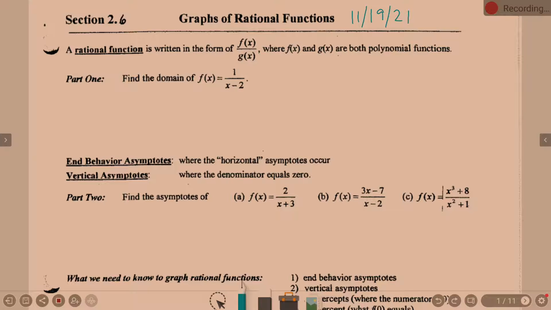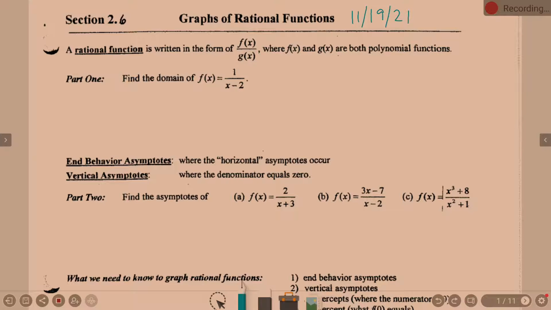Okay, so a rational function. What does it mean to be rational? If something is rational, it can be expressed in the form of a fraction. So as you look at this page, you'll see equations that are fractions. So being able to graph those. Your favorite thing, right? I hate fractions. So a rational function is written in the form of f of x over g of x, where f of x and g of x are both polynomial functions.